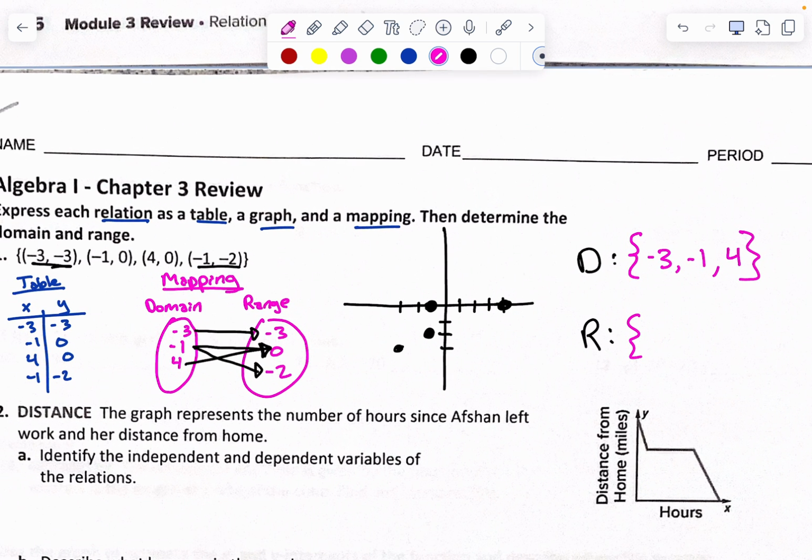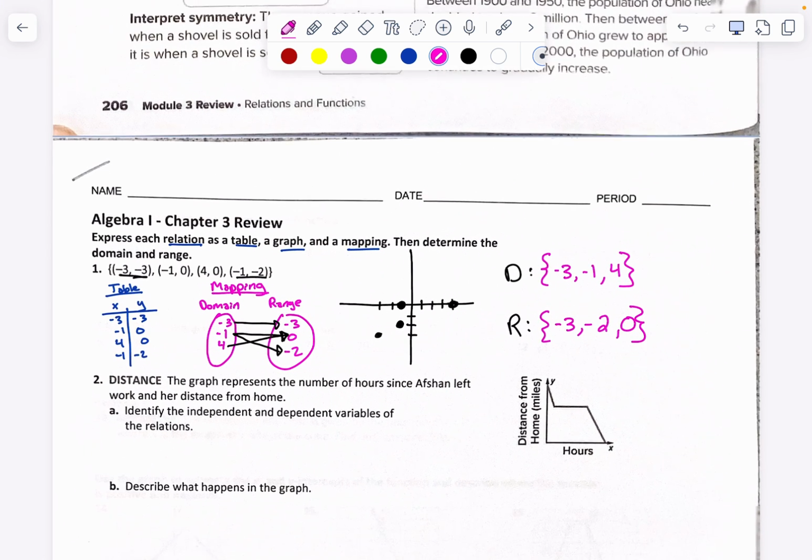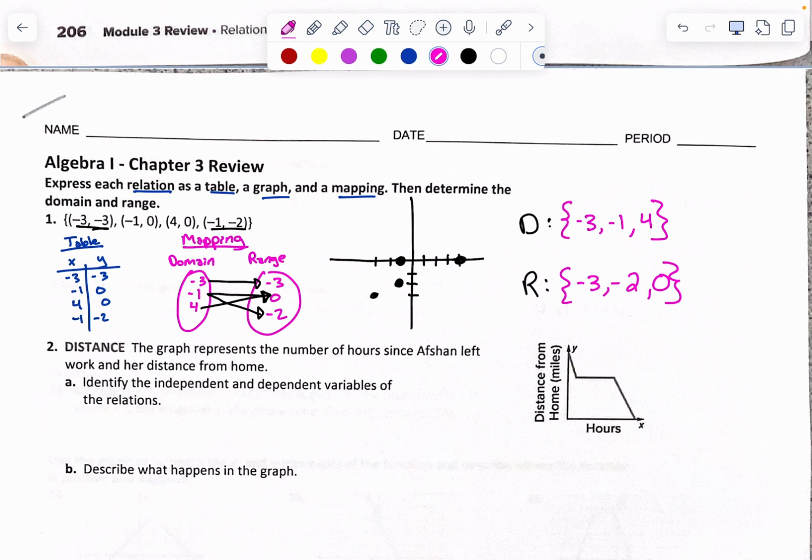Do we go in order? What's your smallest range number? -3, and then -2, and then 0, is that it? Yeah. You need a calculator. Okay, how about that? Do we answer all of the parts to the question?